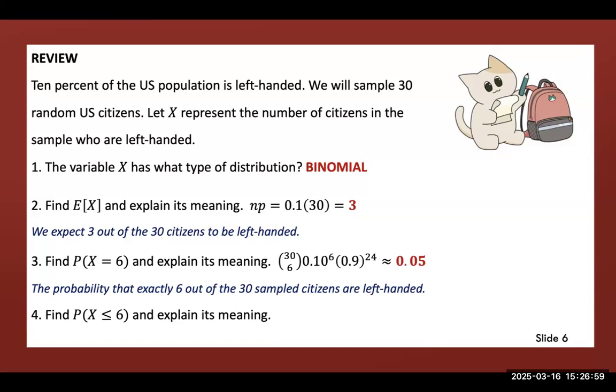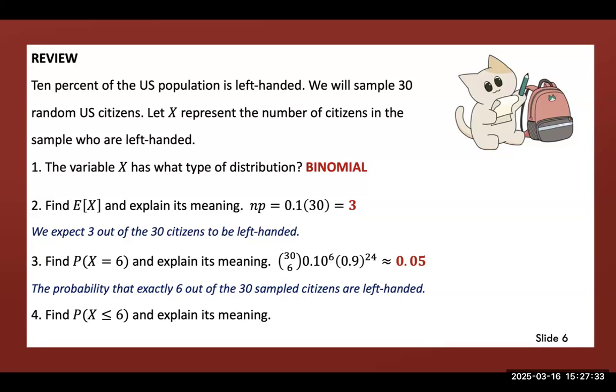The probability X is less than or equal to 6. The probability 6 or less people in the sample are left-handed. Now, whenever we have less than or equals, that means none of them are left-handed, or 1 is left-handed, or 2 is left-handed, or 3 are left-handed. That's addition, right? So we'd have to add 7 different binomial formulas, because we'd have the probability X is 0, plus the probability X is 1, and so on.